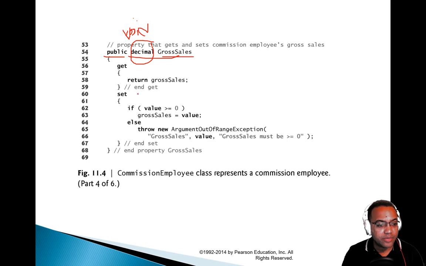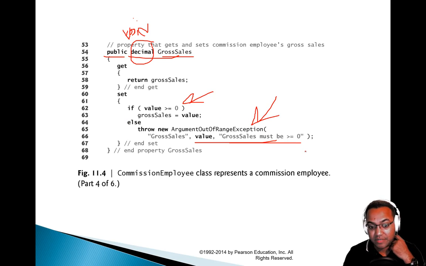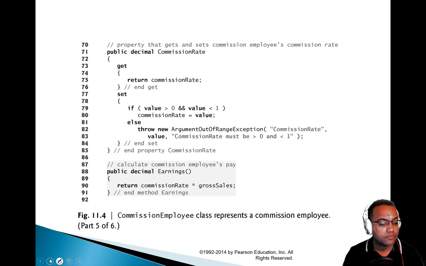It gets and returns the gross sales, but then it sets the gross sales based on a specific algorithm. If the value that gross sales was given is greater than or equal to 0, then gross sales equals the value. Else, throw an exception. Hey, listen, you can't add something that's negative to gross sales. It's got to be greater than or equal to 0. The same thing with commission rate.